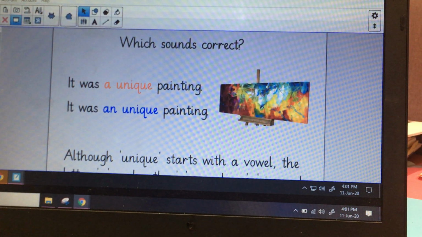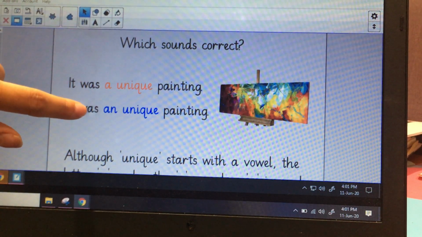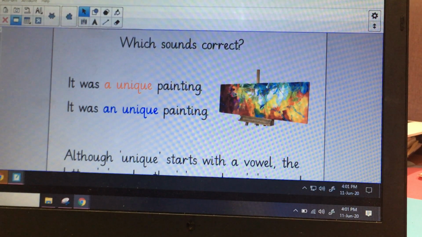Right, these ones are slightly different, and this is where it gets a little bit tricky, because so far we've been looking at the starting letters. Here I've got 2 options. I've got it was a unique painting in orange, and I've got it was an unique painting in blue. Which one do you think is correct? A unique or an unique?